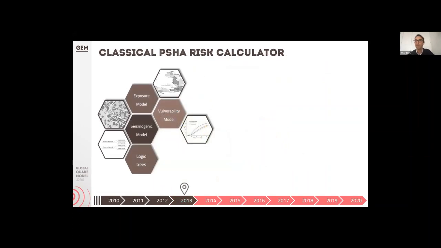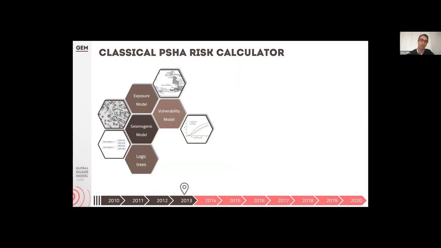Although the impact from a single event is important, we obviously understood that for certain purposes, it is necessary to consider all of the possible events that might occur within a given region. So in this context, also a classical PSHA risk calculator was implemented. In this workflow, it is necessary to provide a probabilistic seismic hazard model, such as the ones that were presented by Marco and by Lorenzo previously.